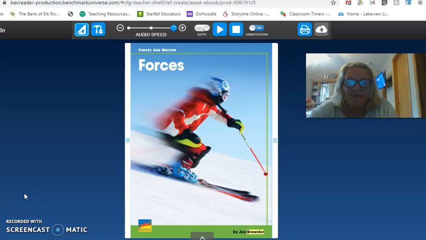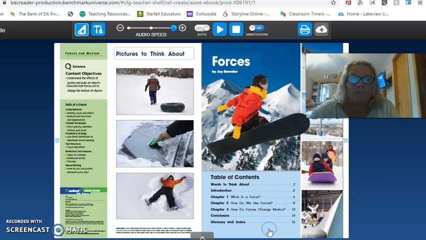Hello, readers. Today I am going to read you an informational text. Remember that an informational text is a nonfiction text, and it gives us information and we learn from it. This informational text is called Forces, and the author is Joy Brewster. Let's take a look at the table of contents.